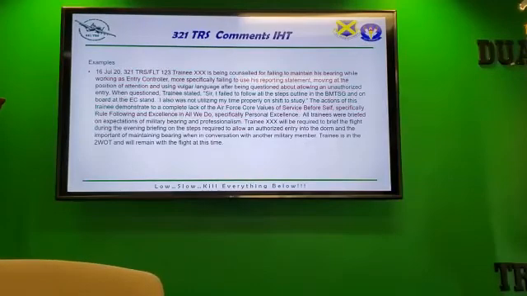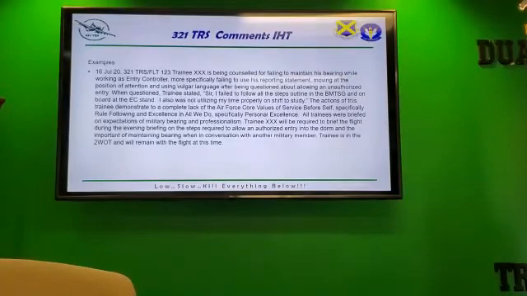Slide. All right, a way to rewrite it then would be: on 16 July 2020, 321st Training Squad, Flight 123, trainee so-and-so is being counseled for failing to maintain his bearing while working as entry controller, more specifically, failing to use his reporting statement, moving at the position of attention, and using vulgar language after being questioned about allowing an unauthorized entry. So you can see how it kind of ties it together a little bit more now.